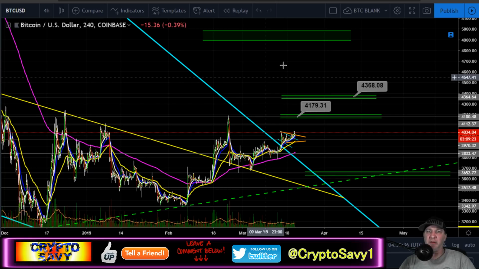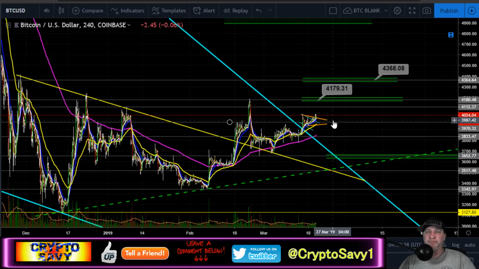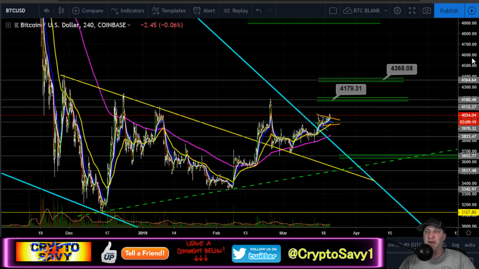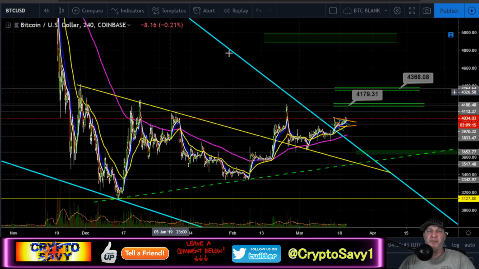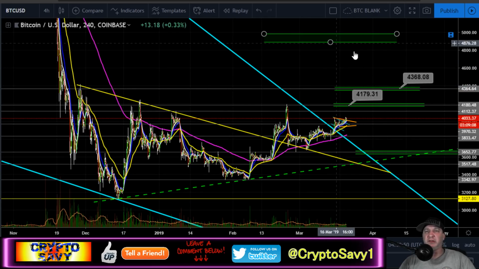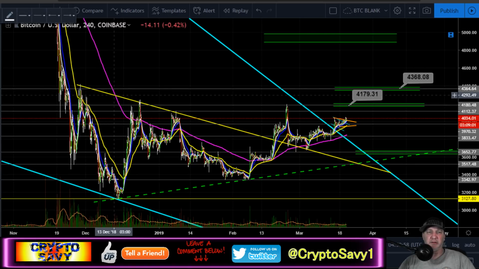So, looking at Bitcoin, we're going to take a look at the targets I have in here. First, we'll take a look at the higher targets. And again, guys, when I show the higher targets, those are just targets. It's not like we go straight up, there's going to be a lot of movement in between, but I'm still just going to do a measured move on the higher targets so we can see what that is.